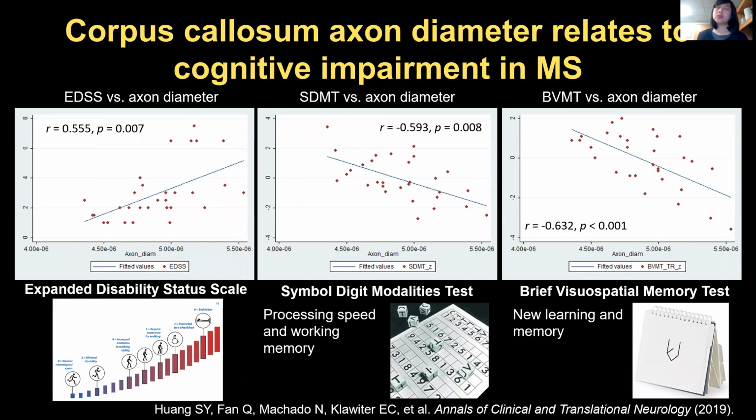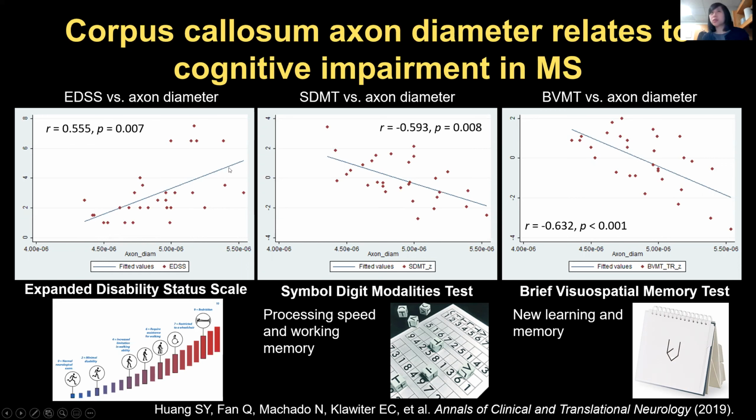We then looked at how these axonal measures correlate with measures of physical disability as well as cognitive dysfunction mediated by the corpus callosum. And so we looked at axon diameter, axon density, and then DTI measures. It turned out that among all of those diffusion measures, the apparent axon diameter was the strongest and most significant predictor of disability as evaluated by the expanded disability status scale. So the diameters increase with worsening disability.